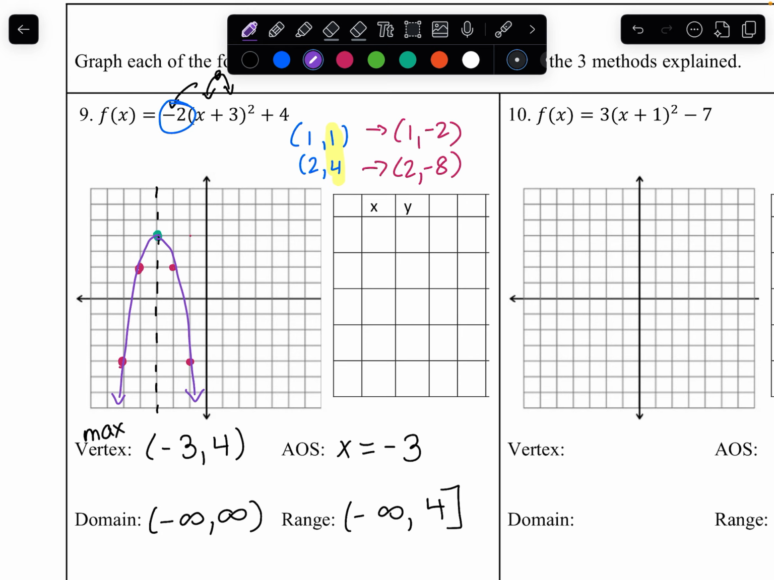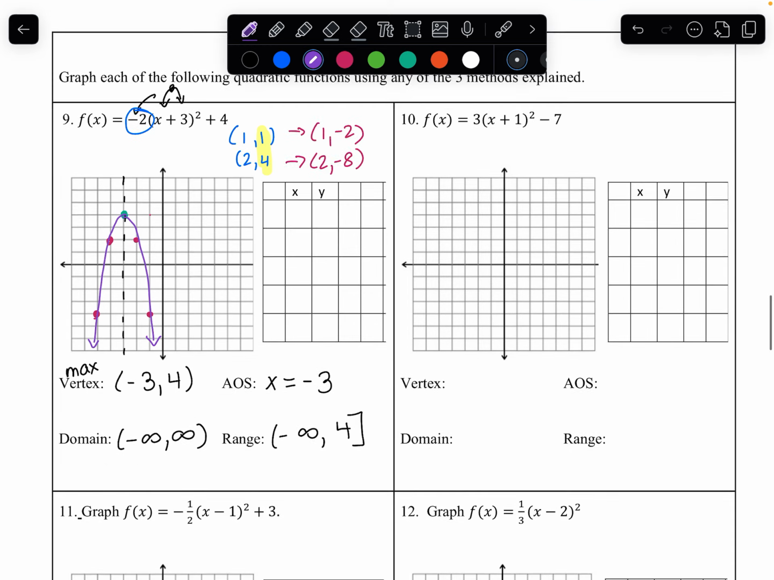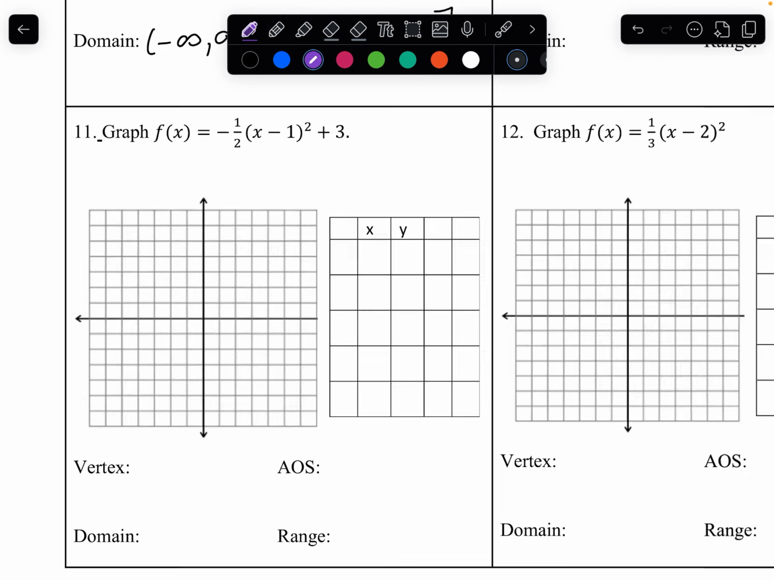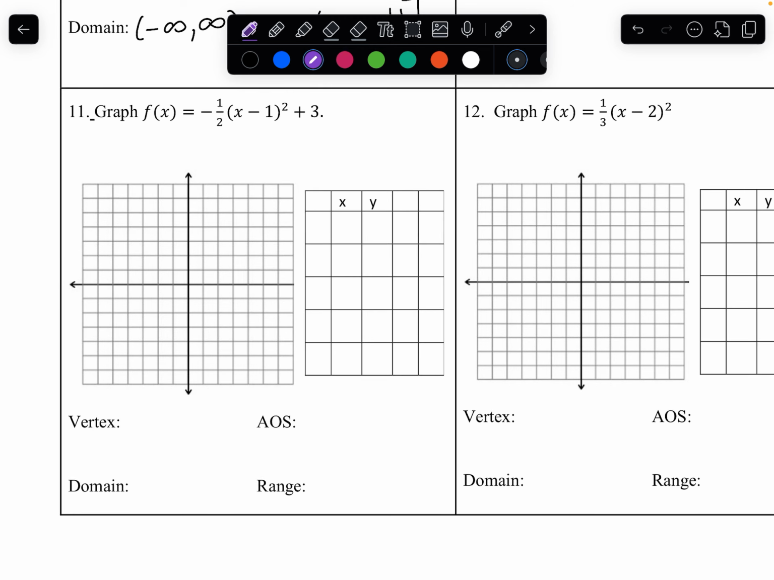Okay. Let's do number 11. We'll do 11 together. So for this one, our vertex is 1, comma 3. So our axis of symmetry is x equals 1. Domain, negative infinity to infinity. Our range, because our a value is negative, that means our graph again is concave down. So our vertex is a maximum, and so we're going to be negative infinity to 3 with a bracket.